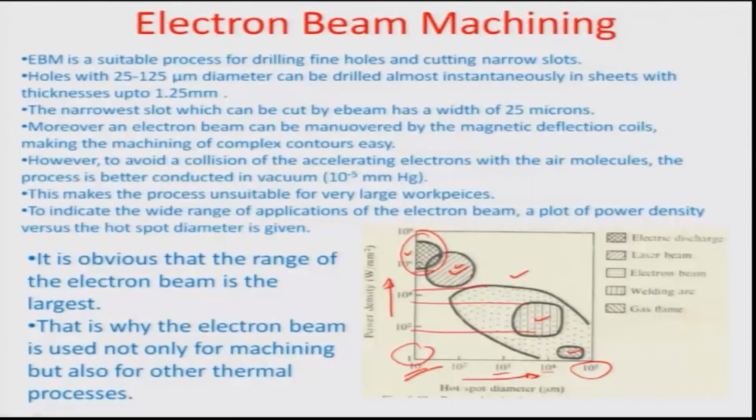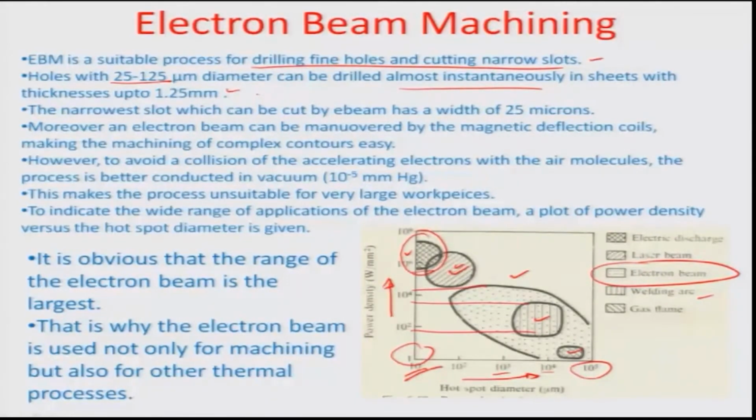That is the reason why e-beam is the preferred process even for things which welding cannot do, like joining processes or cutting processes. E-beam is obviously a much more suitable process for drilling fine holes and cutting narrow slots. Whatever can be done with a welding arc or a gas flame can almost always be done with e-beam machining. Holes with a diameter of about 25 to 125 microns can be drilled almost instantaneously in sheets of thickness up to 1.25 millimeters. This is the power of e-beam.